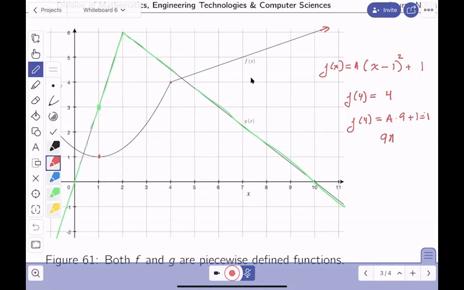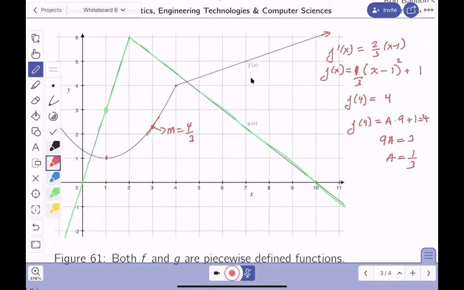I'm sorry, that's 4.9a equals 3. So a would equal 1/3. I'll put this down now. So f prime is going to be 2/3 x minus 1. And what would that be at 3? The slope would be... well, 3 minus 1 is 2, and 2 times 2 is 4. So it is 4/3. So the slope here is 4/3.